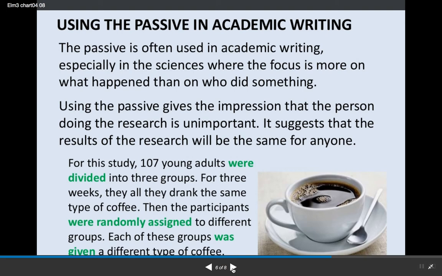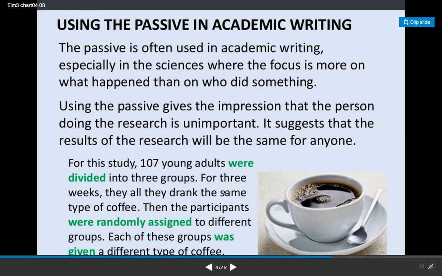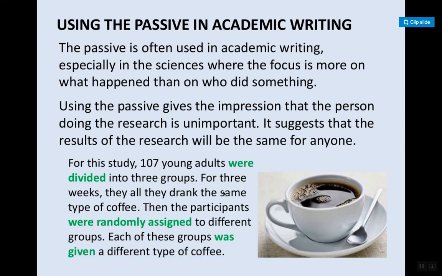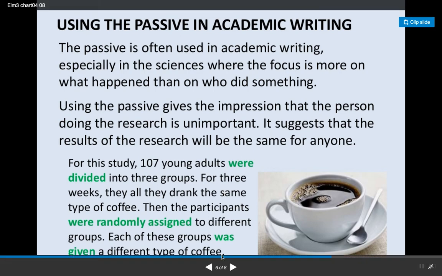So for this study, 107 young adults were divided into 3 groups. For 3 weeks, they all drank the same type of coffee. Then the participants were randomly assigned to different groups, and each of these groups was given a different type of coffee. So we're not saying exactly who did all this because we want to emphasize that anyone who does this will get the same result.